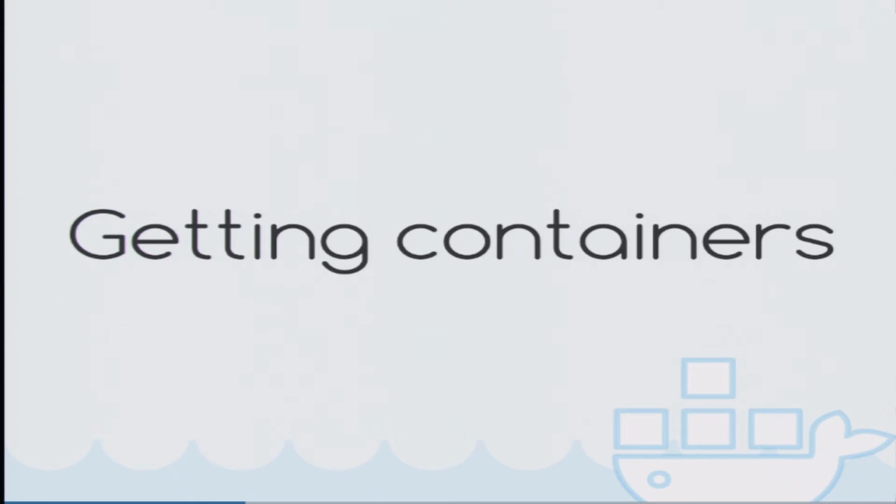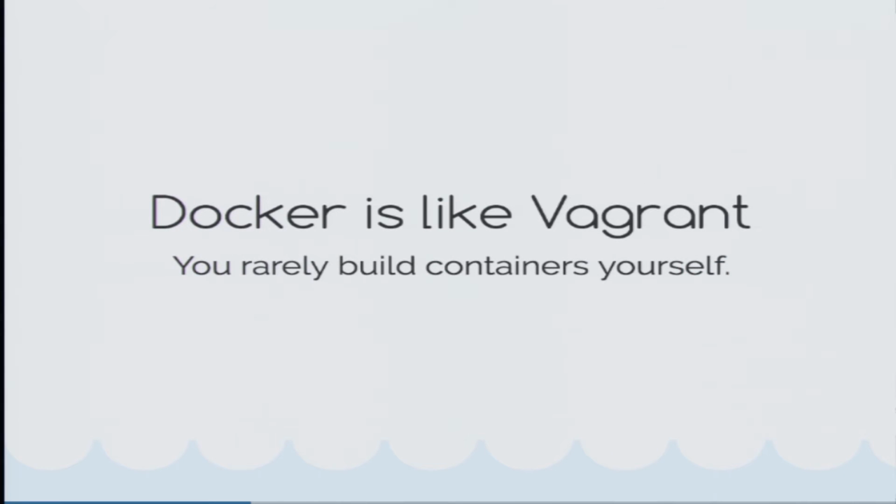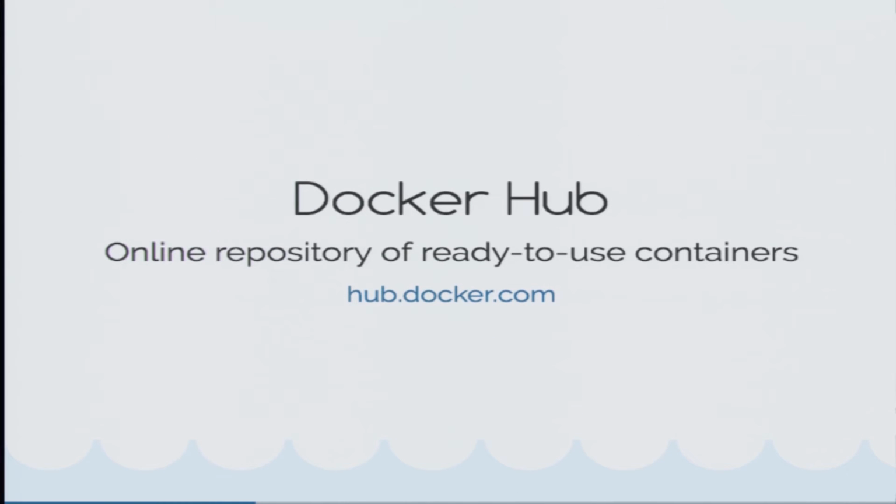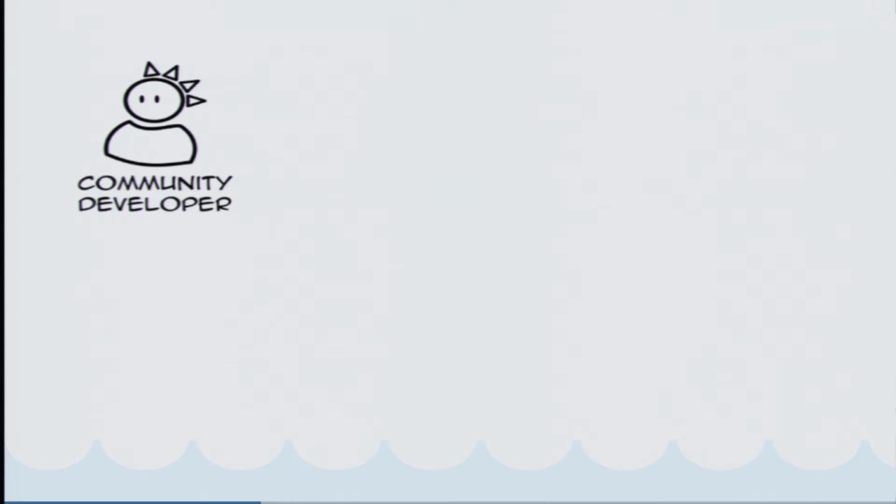All right, that's all the getting stuff. Now, how do we actually start doing this? Where do I get these fancy containers? Well, Docker is actually a lot like Vagrant. You rarely build containers yourself. There's actually an online repository called Docker Hub, which provides tons and tons of ready-to-use containers at hub.docker.com. And anyone can upload this.